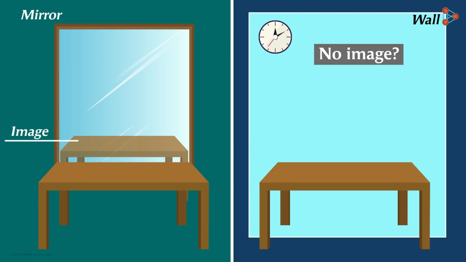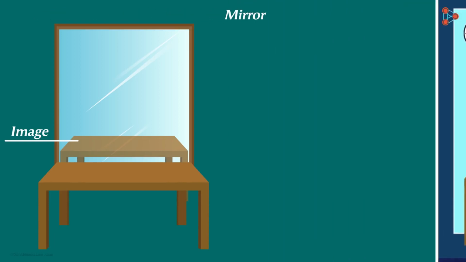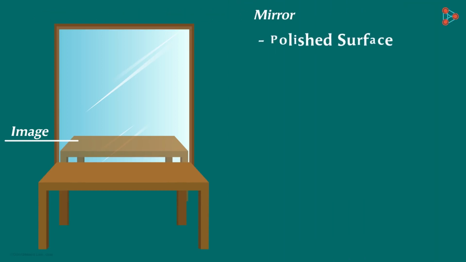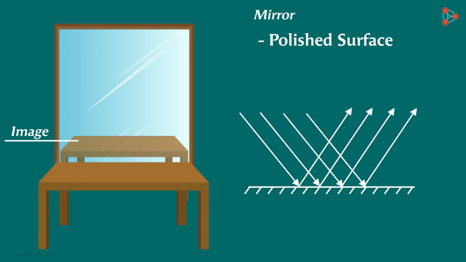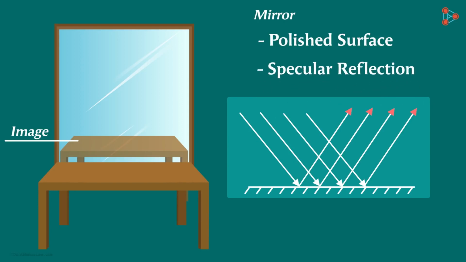This is because the surface of the wall is not as smooth as it appears to be at the first glance. The surface of a mirror, on the other hand, is like an extra smooth or polished surface. So when parallel light rays are incident on it, they all get reflected in such a way that reflected rays also travel parallel to each other. So you see, there is some kind of symmetry that's being followed. Such kind of reflection is called specular reflection. It is this kind of reflection that's required for the images to be formed.